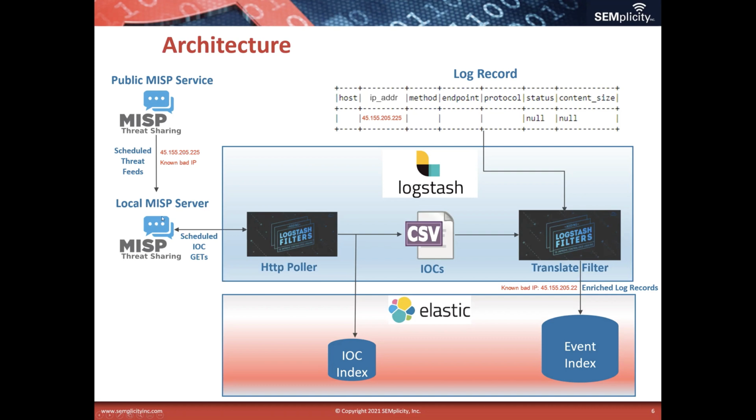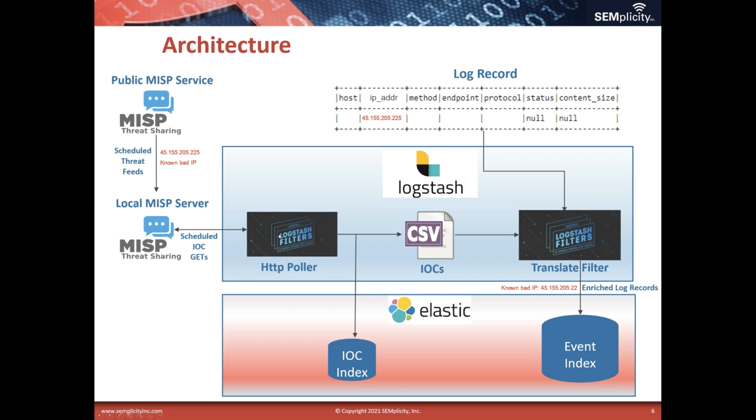It is going to talk to a local MISP server, which we stood up on site. And then that MISP server, also out of band from everything, every hour or so, goes out to the main MISP service and downloads the latest threat feeds. So our local MISP server is always up to date on its threat feeds. That's where it would get this bad IP address, 45.155.205.225.